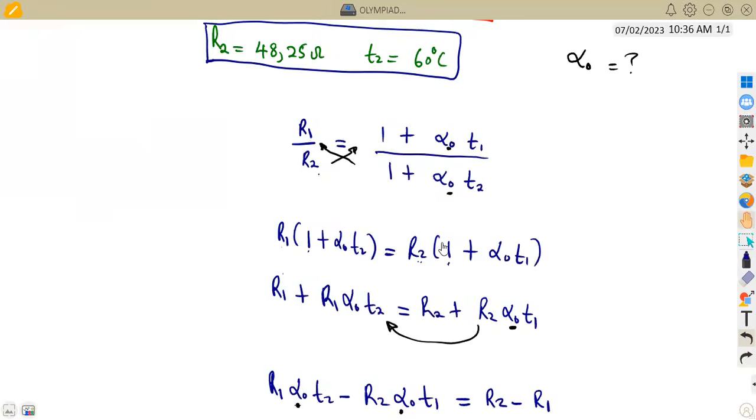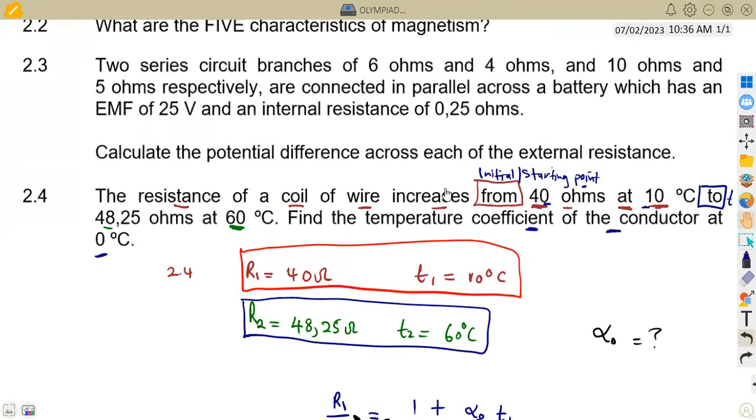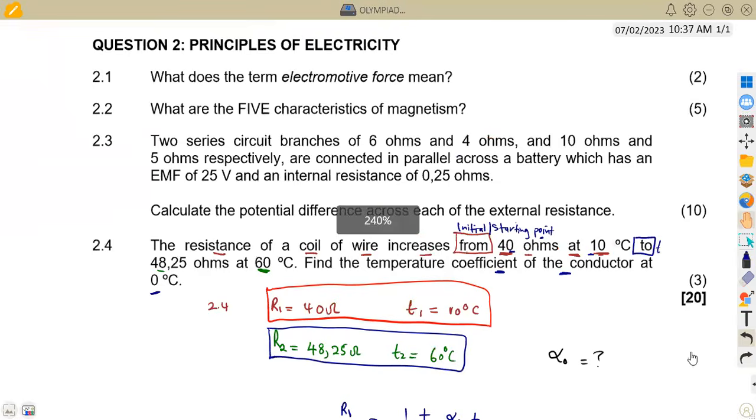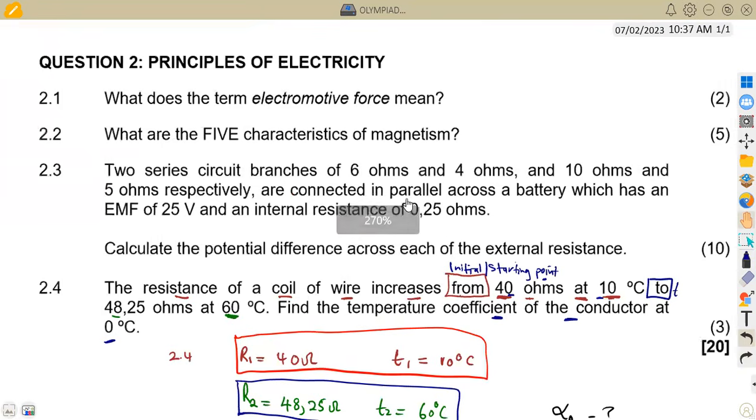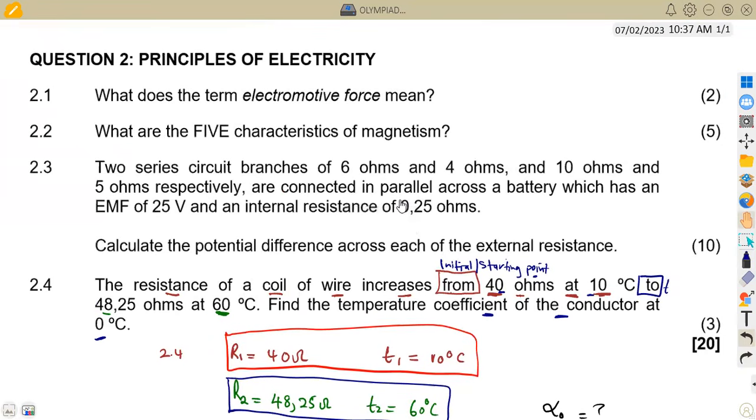That's it. Okay, guys, that's what we had from this question paper, having a total of 20 marks from April 2020 exams. So let us try to work as many questions as we can.